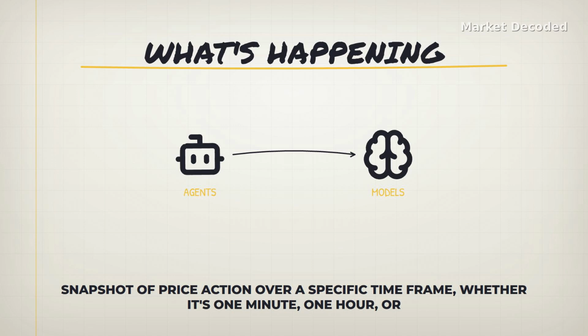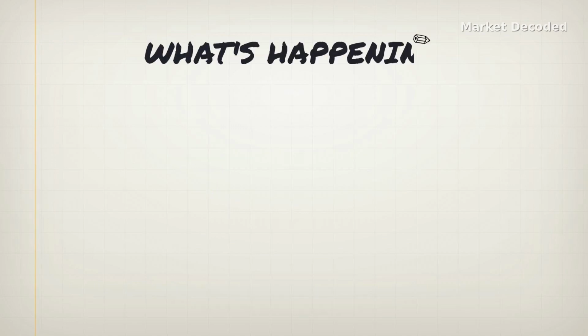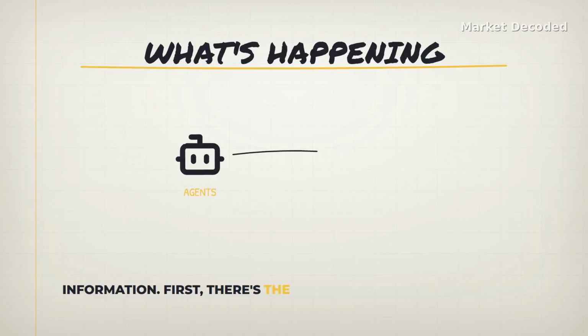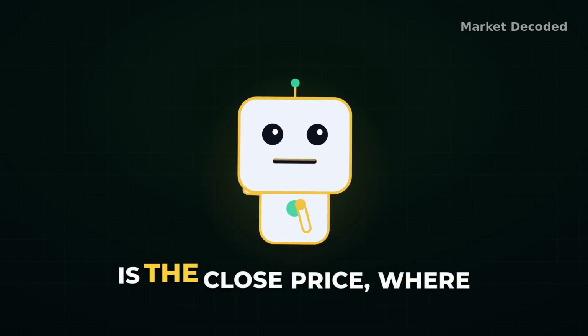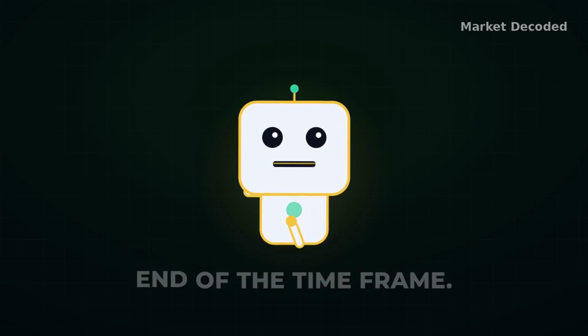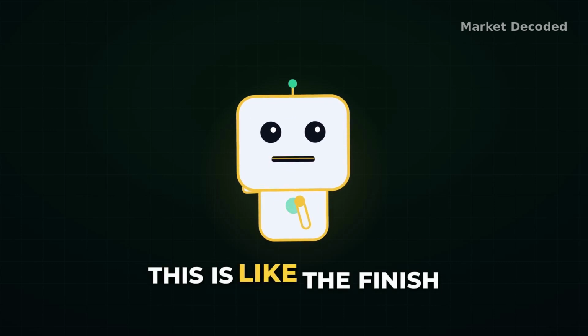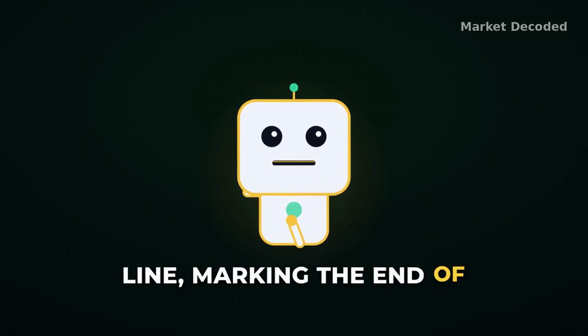Each candlestick displays four key pieces of information. First, there's the open price, which is where the price started at the beginning of this time frame. Picture it like the starting line in a race. It's the point from which everything begins. Next is the close price, where the price finished at the end of the time frame. This is like the finish line, marking the end of that particular race.